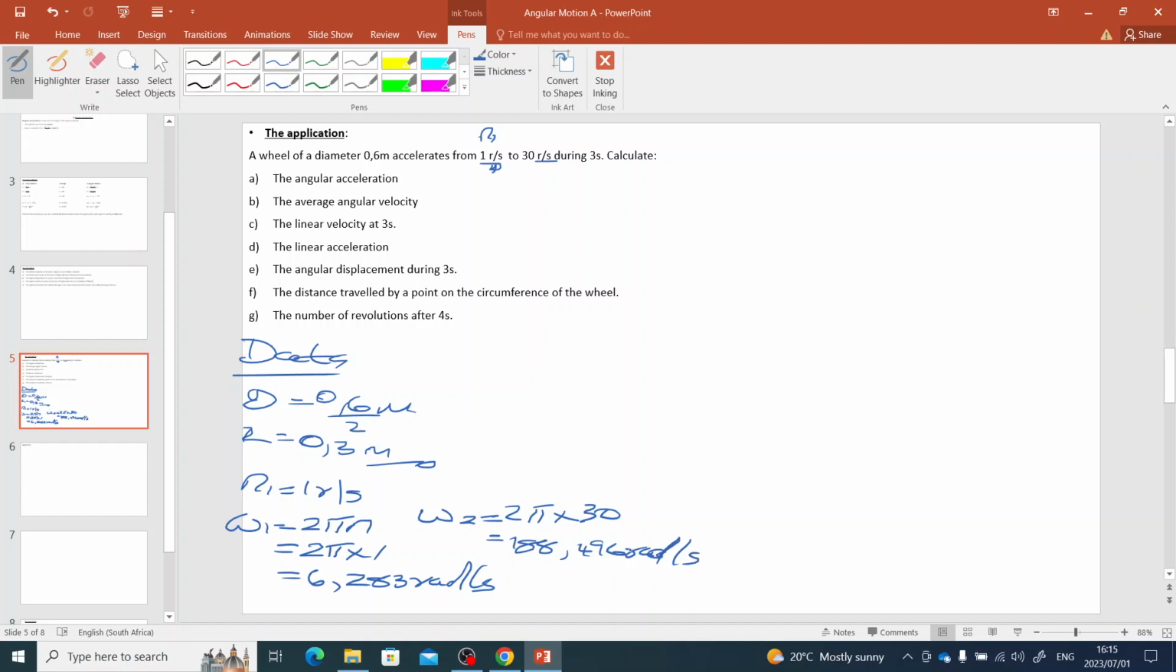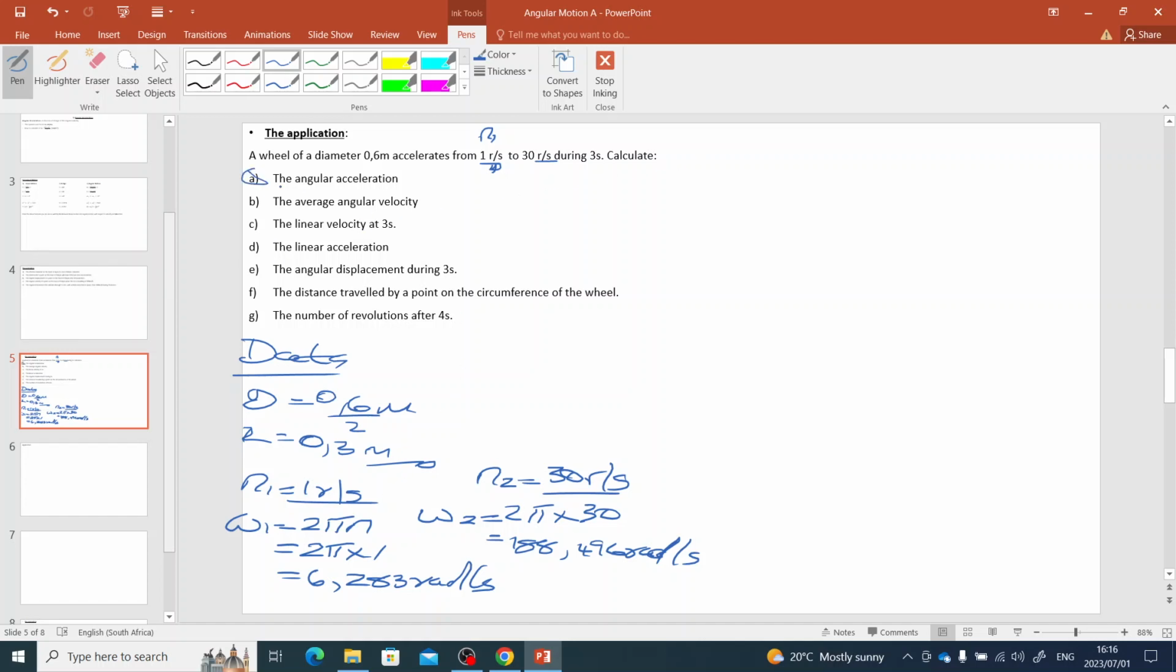Right, we've converted n1 and n2 into omega. Like I said, don't assume the n to be the omega, because they are of different SI units and they are two different things. The one is the rotational frequency, and the other one is the angular velocity. This is what we have. Now let's look at question number 1.